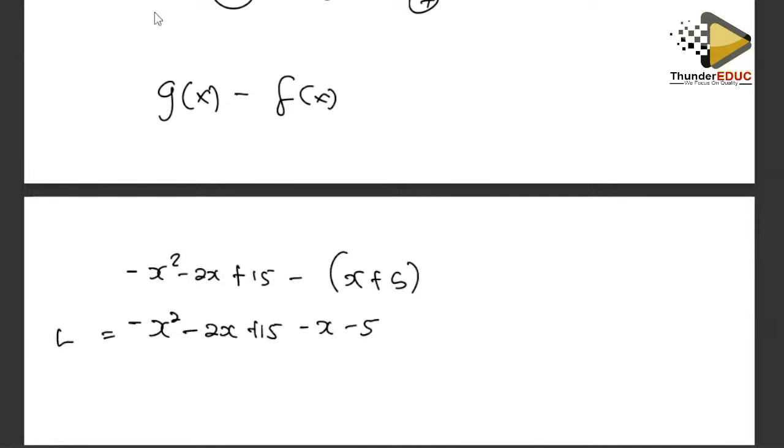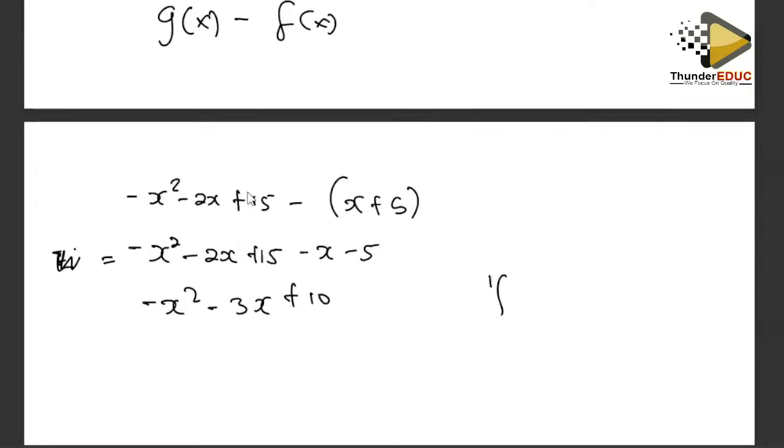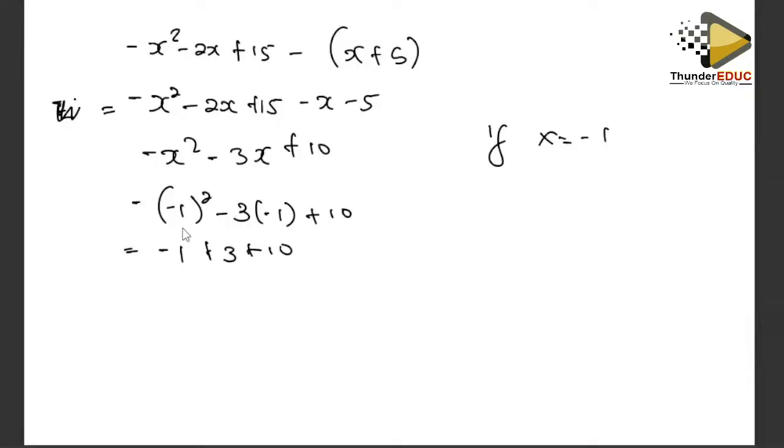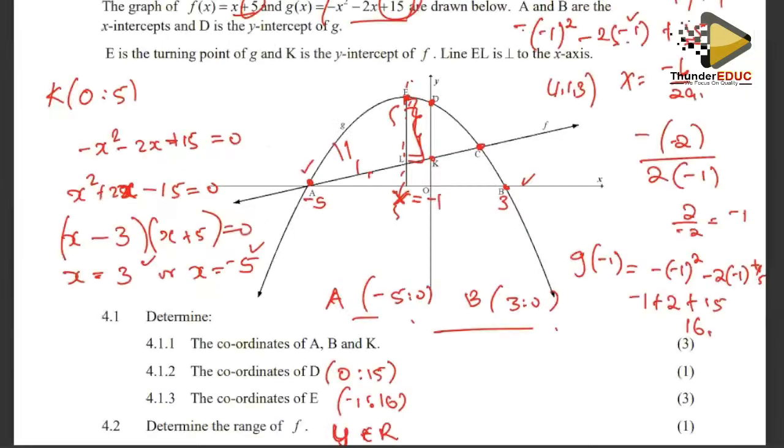So it's negative x squared minus 2x plus 15 minus x minus 5. This represents any distance between the two graphs. You can simplify if you want: x squared minus 3x plus 10. Then just replace x with 1. So if x is negative 1, that is negative 3 times negative 1 plus 10. Simplify this, negative 1 plus 3 plus 10. This gives us 13 minus 1, which is 12 units. So that is the distance between the two graphs for EL.